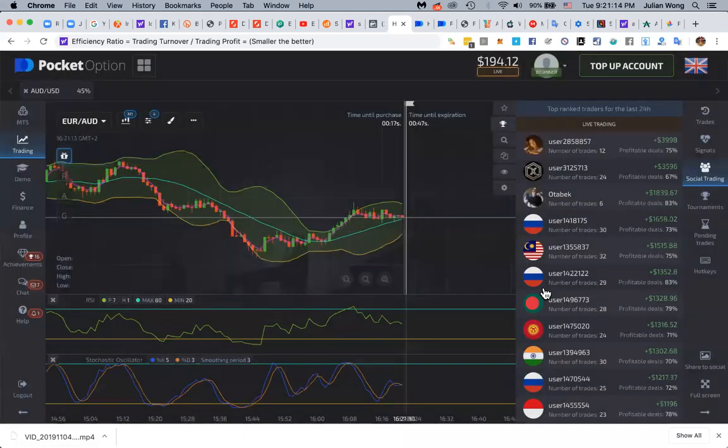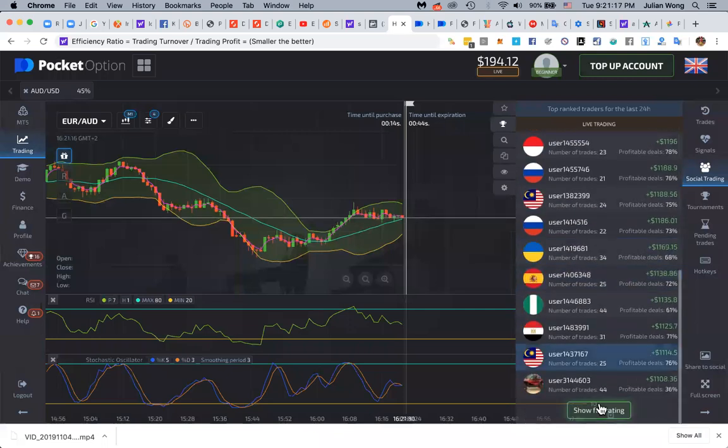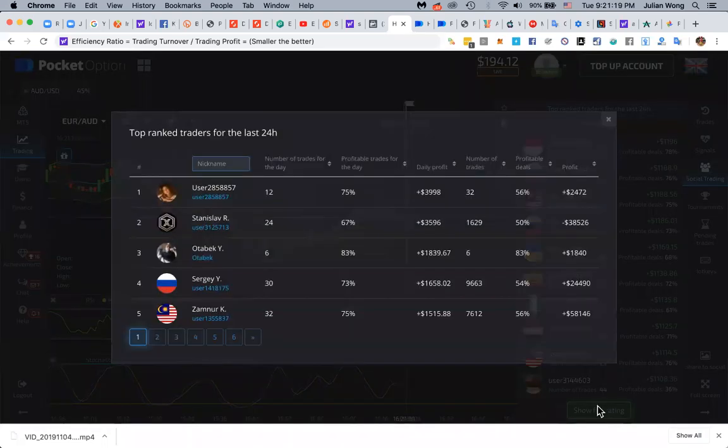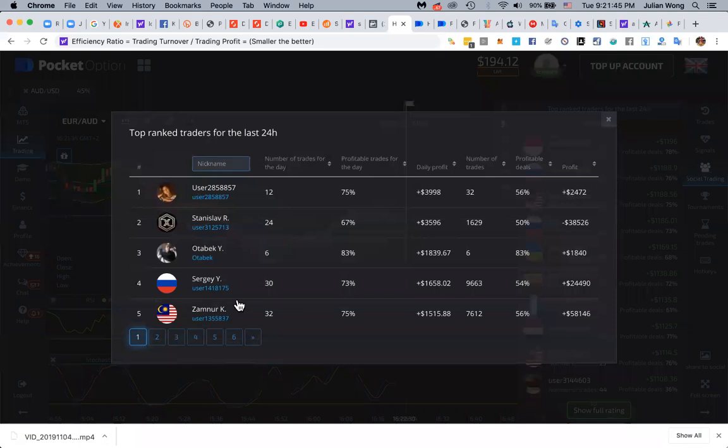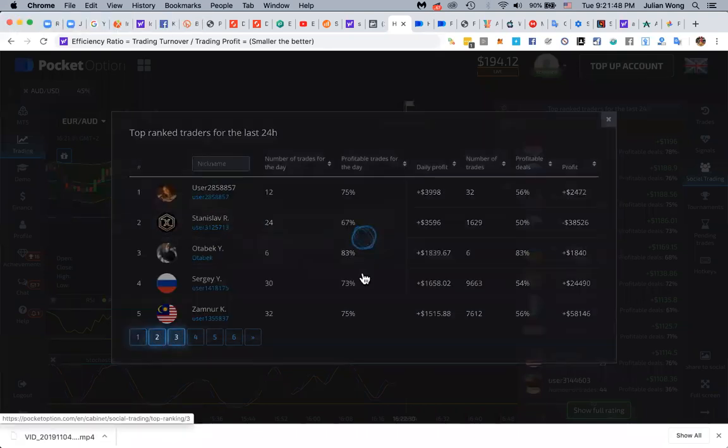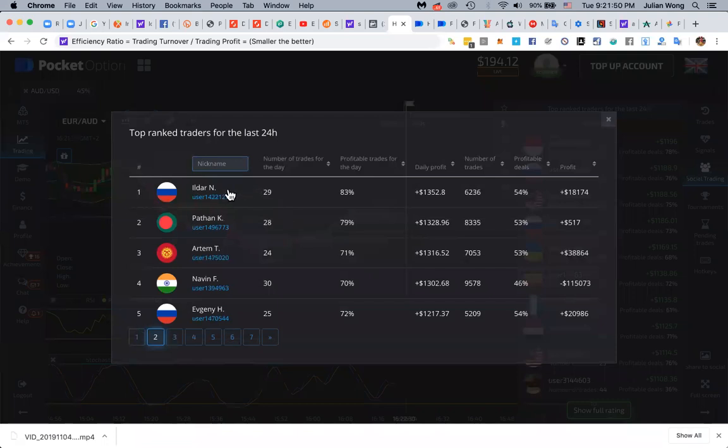So what I would recommend that you do instead is that you go down to the full rating, okay? In this case, let's just select someone that you can copy, all right? We can just check by number of trades, the profit, the profitable deals, profit for the day. But I want to just show you one random example. Okay, this one I'm already copying him. So go to page 2. It is the most important thing for today.